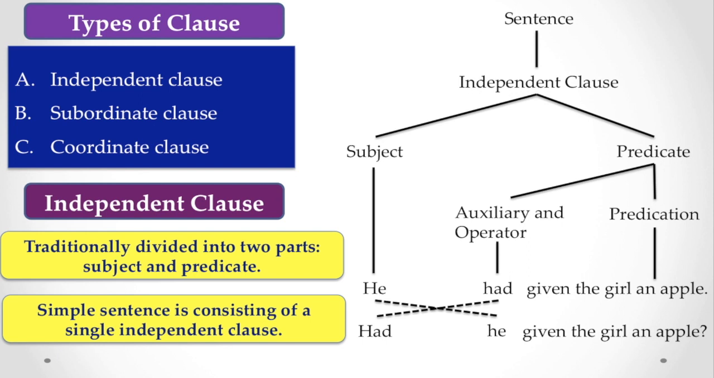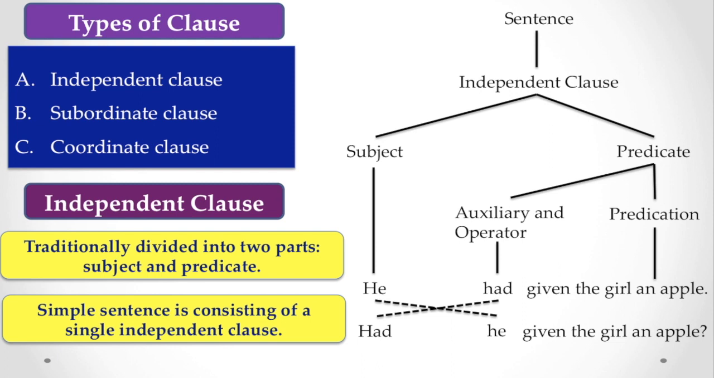When we see this independent clause, we find two elements: subject and predicate. The subject is "he", and in the predicate part we find one auxiliary or operator and another is predication. That is, "he" is the subject, "had" is the auxiliary, and "given the girl an apple" is the predication part.